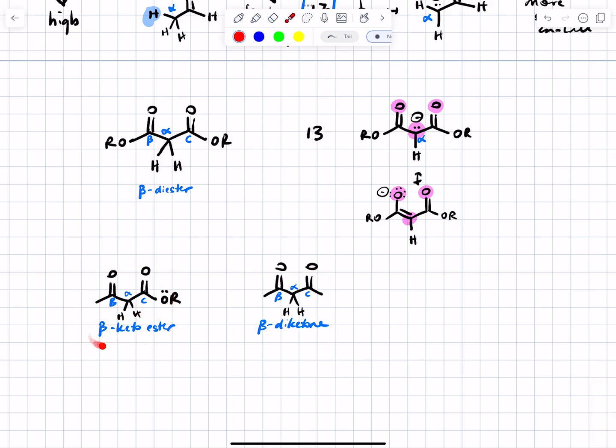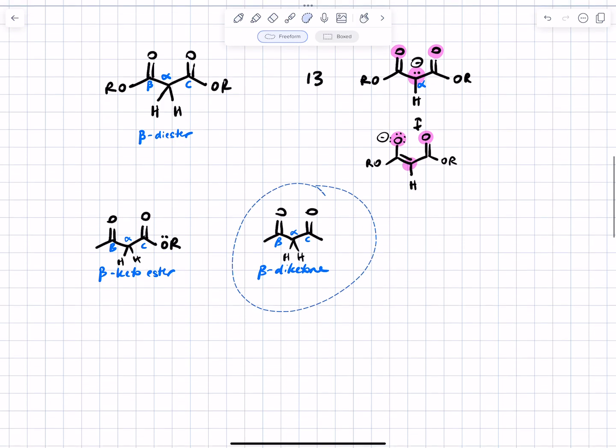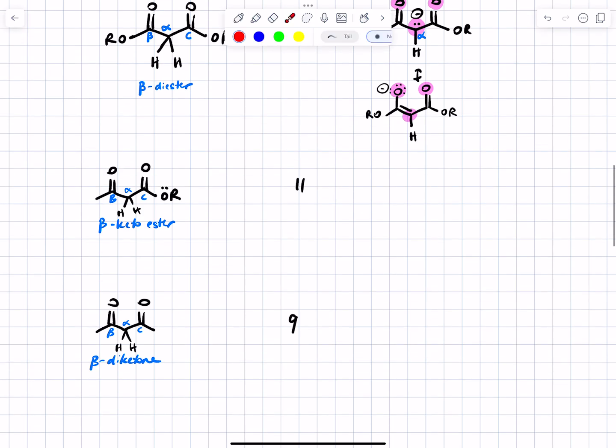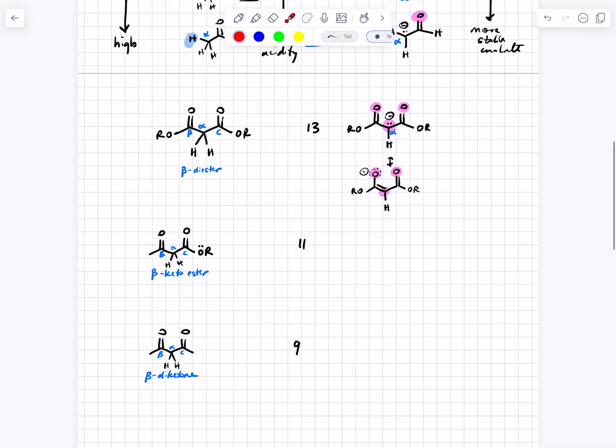What do you predict for the beta keto ester relative to the diester? Should definitely be more acidic, right? So we can arrange them in this order, and the pKa's get quite low actually. The beta diketone will lose its protons at pHs above 9. All of that's important background for the reactions that we're going to do in this chapter.